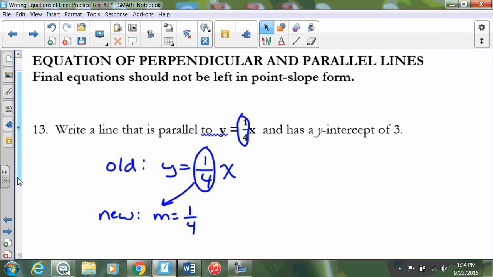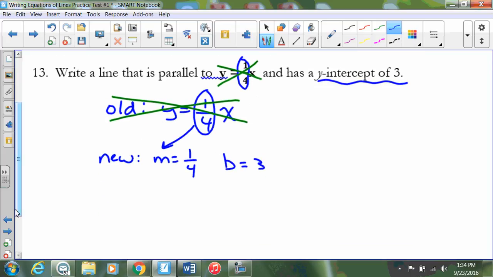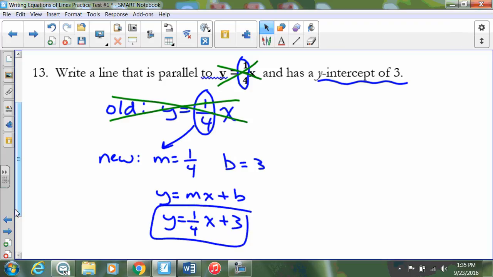We are done with the old line. We never look back at it, because that's when we get confused if we do. And our new line also has a y-intercept of 3. So our new line has a slope of 1/4 and a y-intercept of 3. We put it together into the slope-intercept form, y equals mx plus b, and we get y equals 1/4 x plus 3. That is really nice.